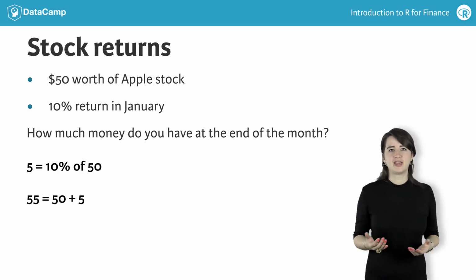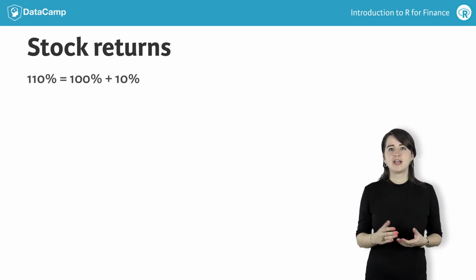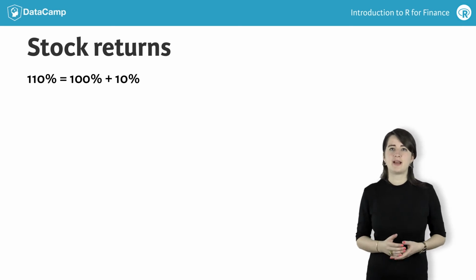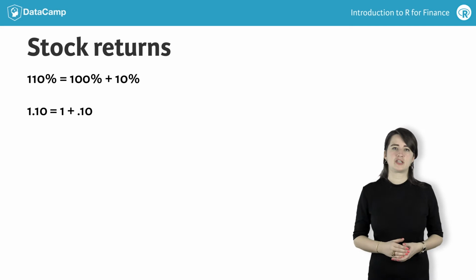Great, now let's think about this a different way. At the end of the month, you have 100% of your original cash, the $50, and now you have an extra 10%. In total, you now have 110% of your original value. Dividing this by 100 to turn percentages into decimals gives us the following equation.